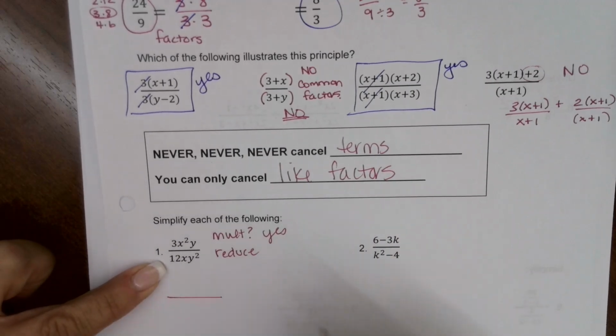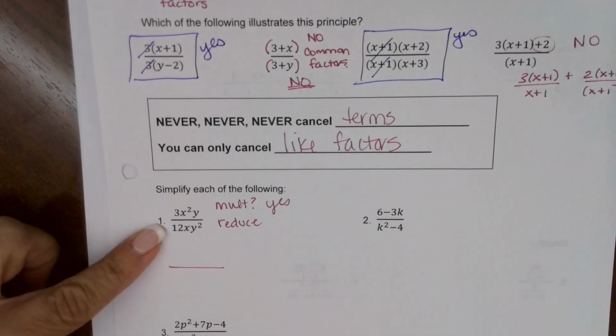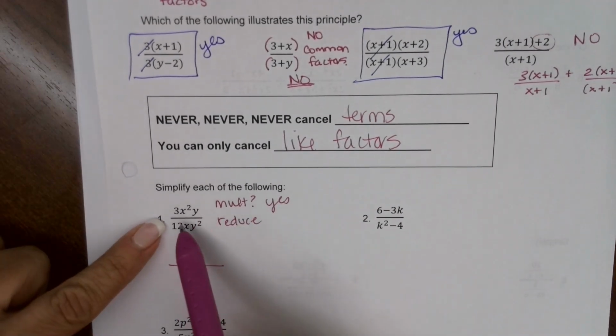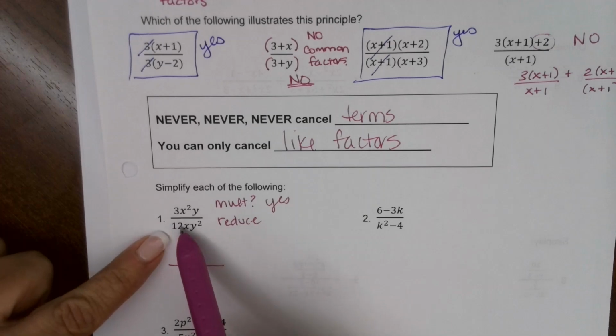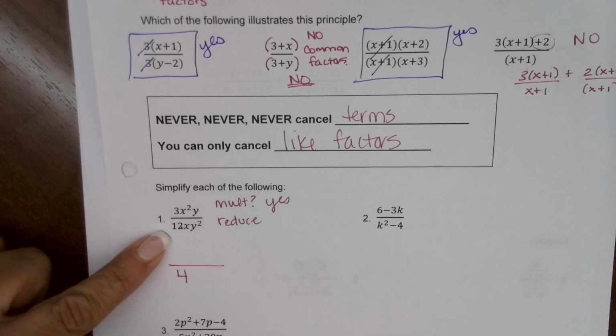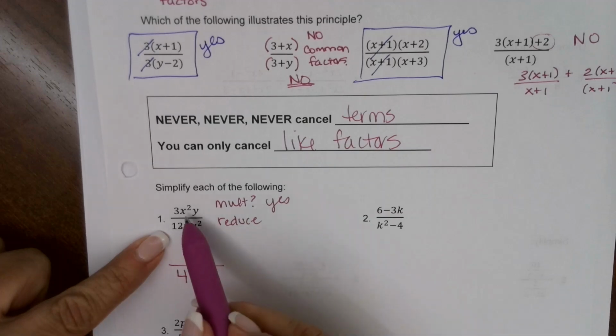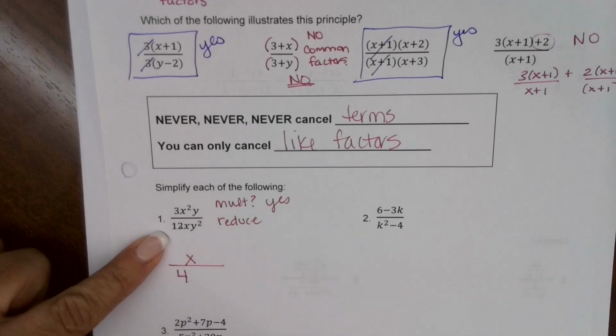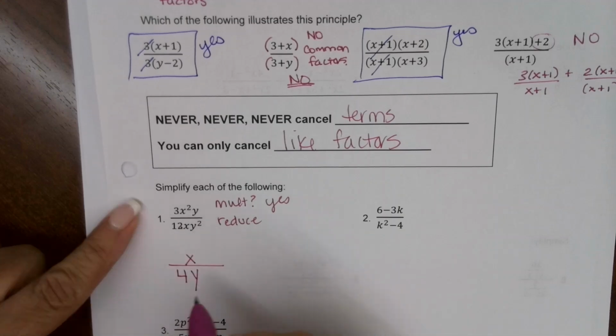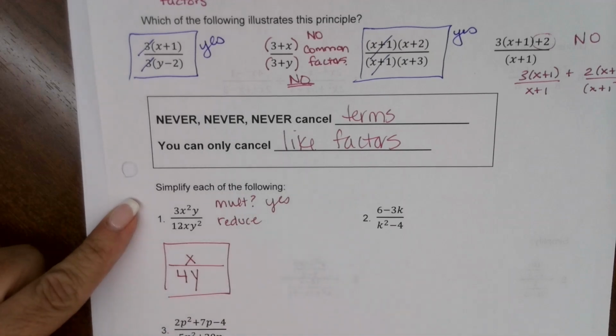So if I look at this, and we did this with exponents, but I'm going to do this without using my exponent rules. So I have 3 in the top, 12 in the bottom. That means I'm going to have 4 left in the bottom, okay? 2x's in the top, 1 in the bottom. That gives me 1x on top. And then I have 1 extra y in the bottom. So this is my reduced form, okay?